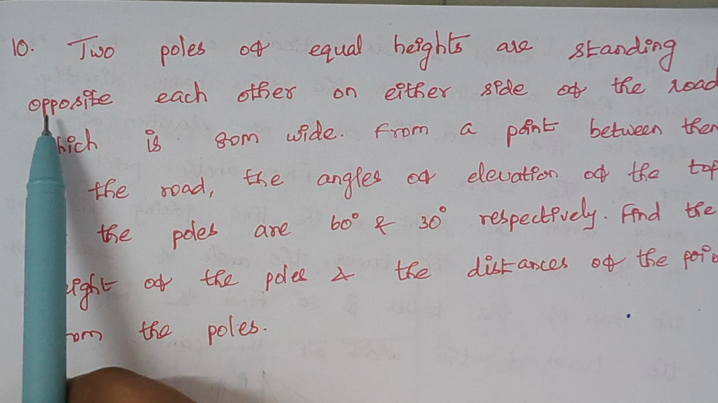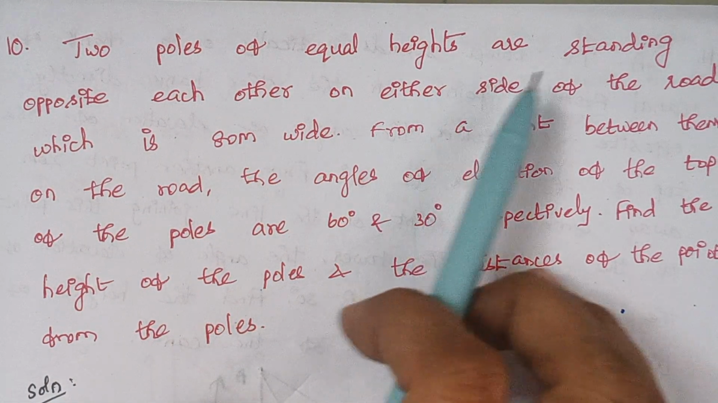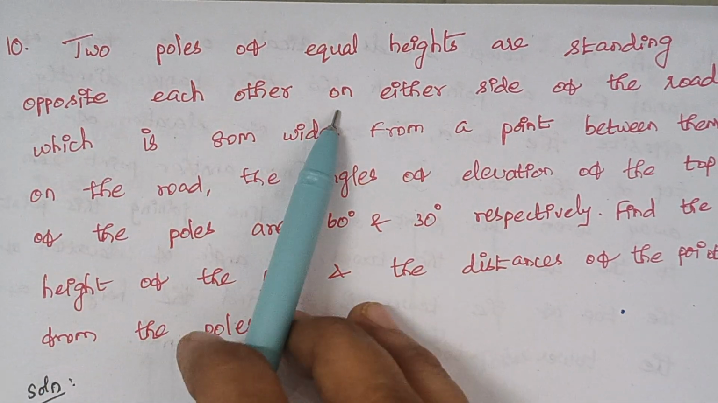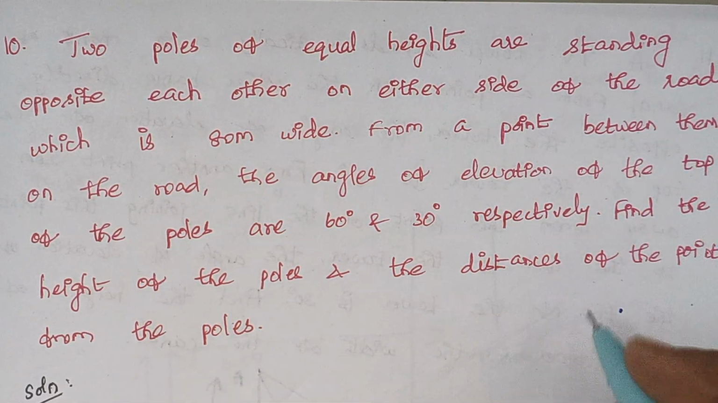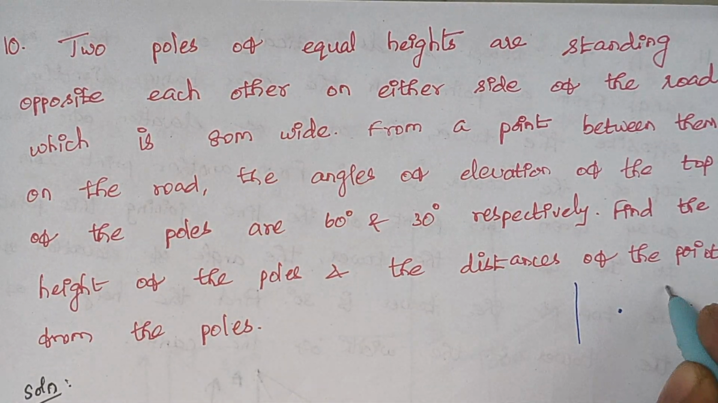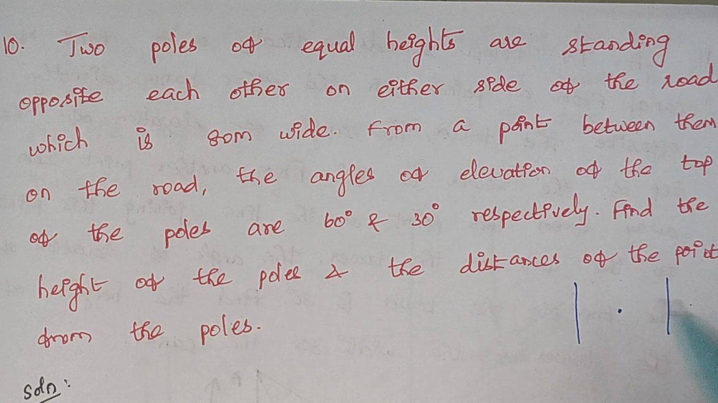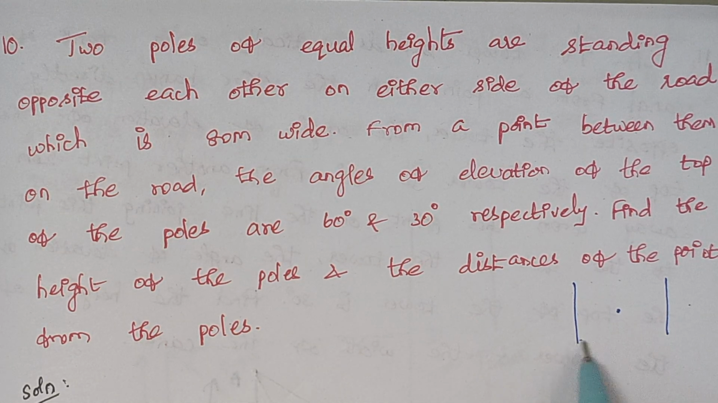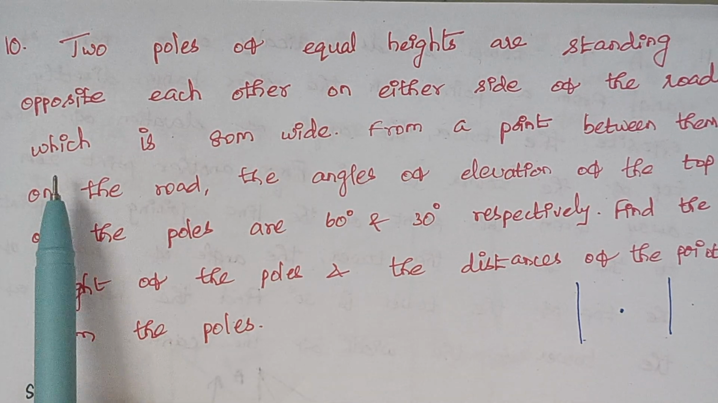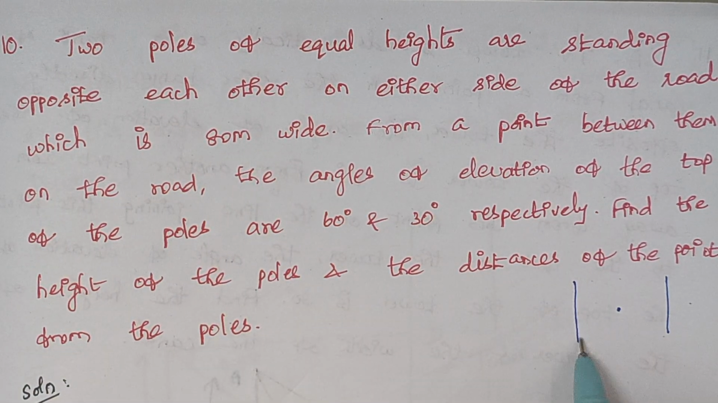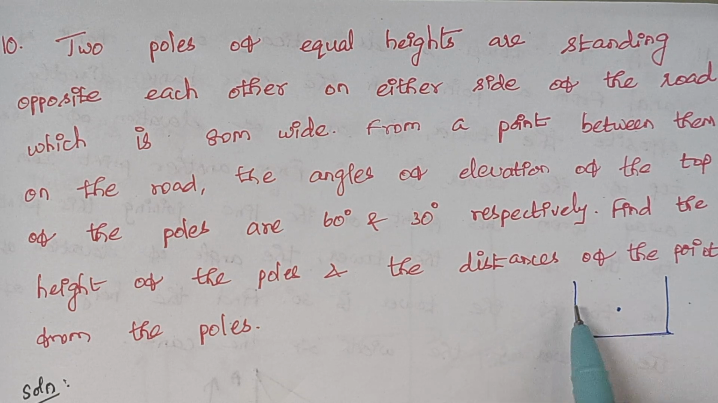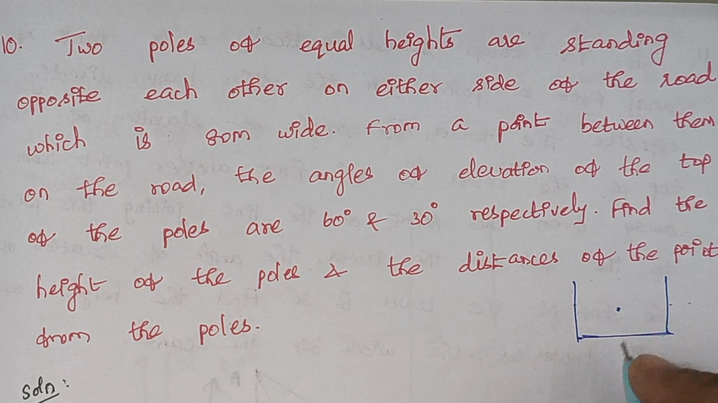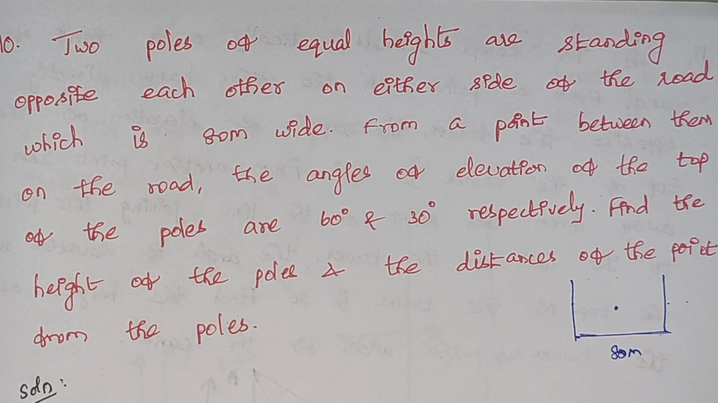So problem 10 is: two poles of equal heights are standing opposite each other on either side of the road. So here two poles are of equal height. They are standing opposite to each other on either side of the road. In between we are having a road, which is 80 meter wide. So here this is your road. This is one pole and this is another pole. So in between there is a road which is 80 meter wide.